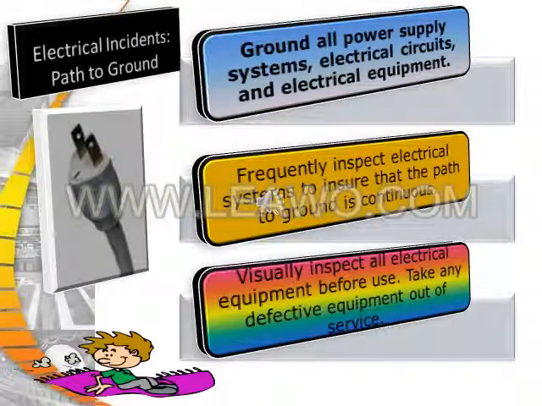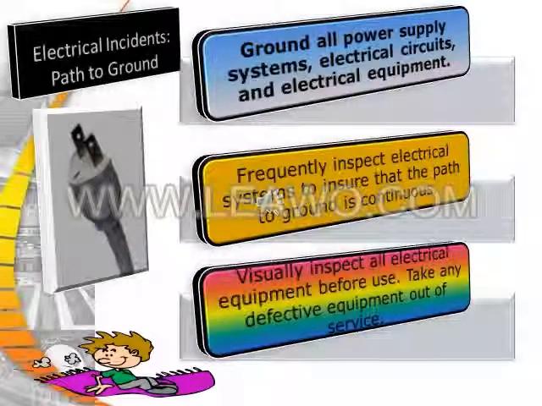Ground all power supply systems, electrical systems, and electrical equipment. Frequently inspect electrical systems to ensure the path to ground is continuous. Visually inspect all electrical equipment before use. Take any defective equipment out of service.